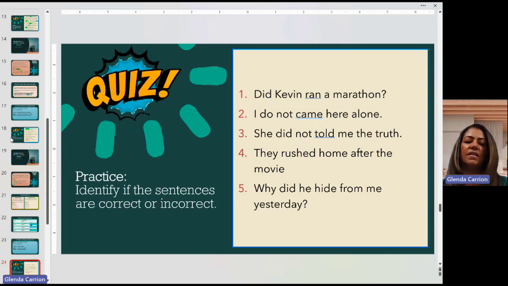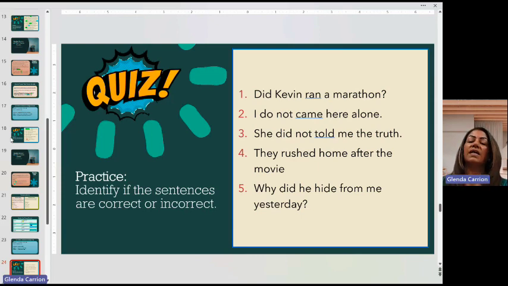Now let's go to our quiz and our practice. Identify if the sentences are correct or incorrect. All right? And now we have them here. Obviously, we're going to correct them as well. So when you're answering these questions, other than just say it is incorrect or correct, try to write the correct way. When I am discussing these, I am going to correct the sentences when they are wrong, okay?